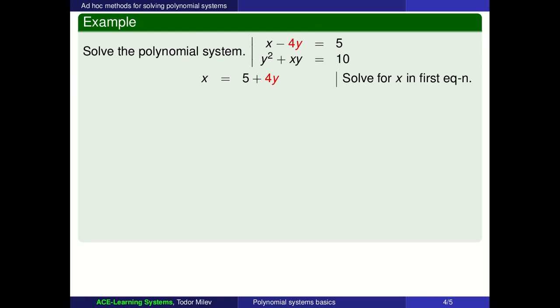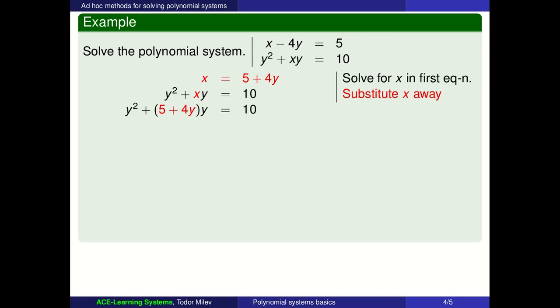Next, I have not used the second equation so far, so let me copy the second equation. y squared plus xy equals 10. Now, I already know from the first equation that x equals 5 plus 4y. So what I can do is substitute the variable x away in favor of the variable y. So I can replace the variable x with 5 plus 4y. Once again, we found that x equals 5 plus 4y from the first equation. So now my second equation becomes y squared plus (5 plus 4y) times y equals 10.